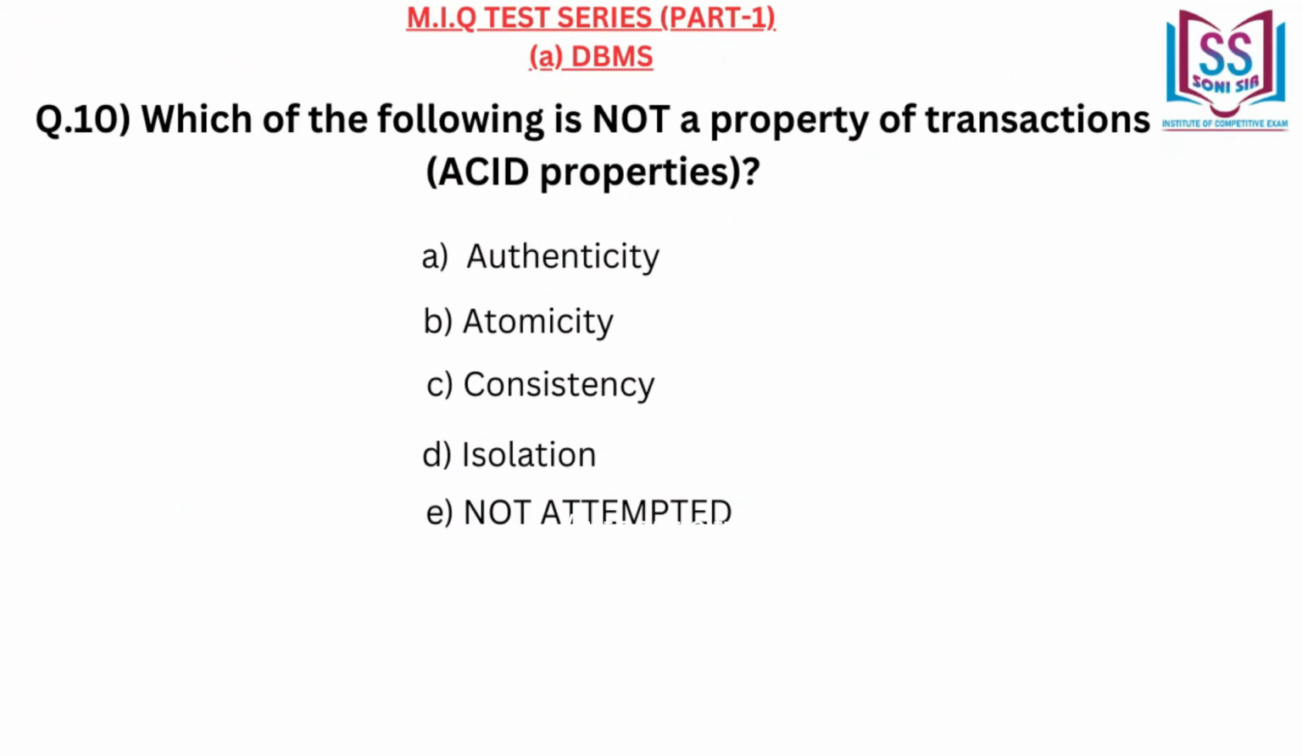Which of the following is not a property of transactions? ACID properties. A. Authenticity. B. Atomicity. C. Consistency. D. Isolation.